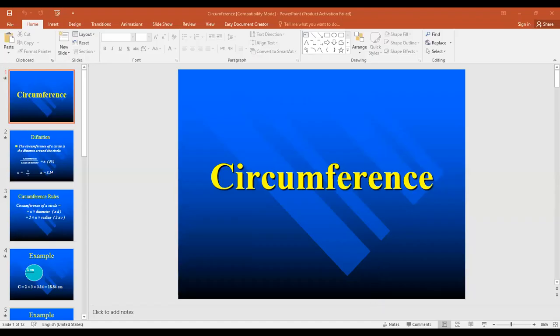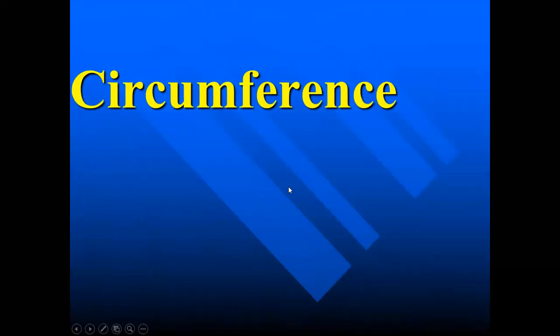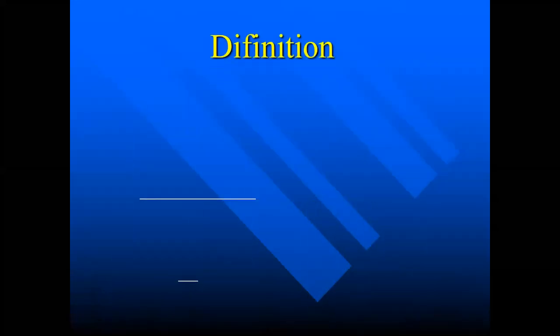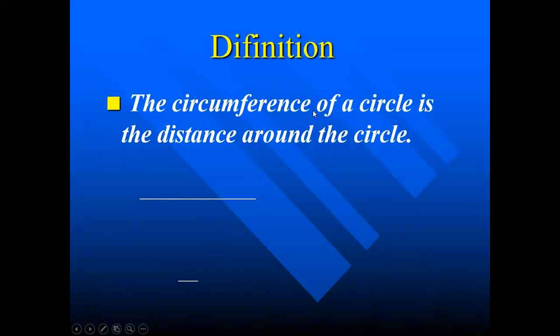Our lesson today is circumference. Concentrate, please. Firstly, what is the meaning of circumference? The circumference is the distance around the circle. It is the perimeter of the circle. The perimeter of the circle is called circumference of the circle. The circumference of a circle is the distance around this circle.